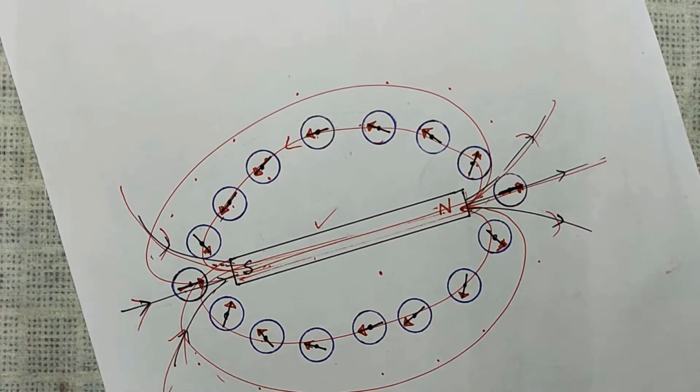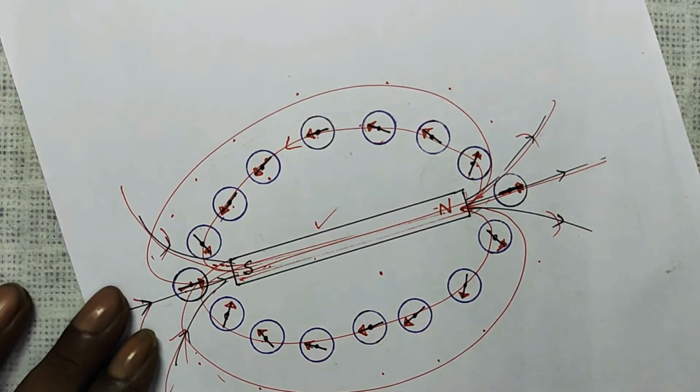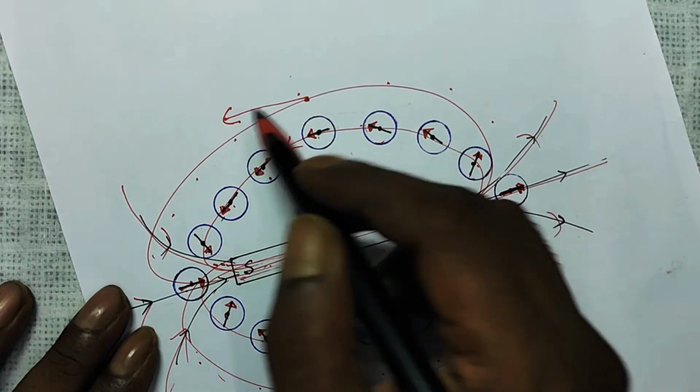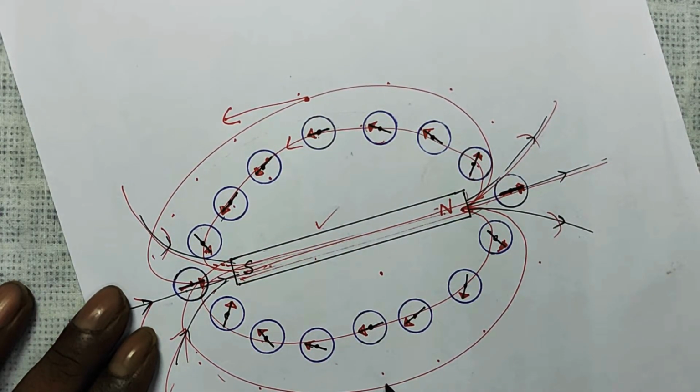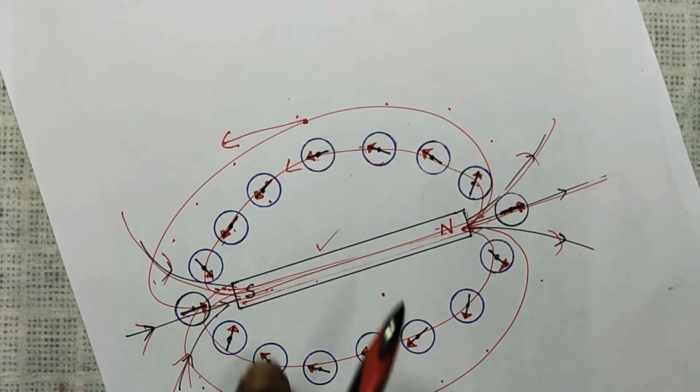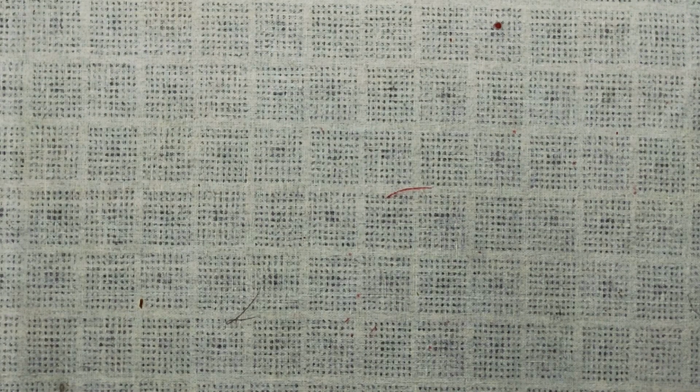Once you know how to draw magnetic lines of force, if I ask you what is the direction of the field here, draw a tangent. What is the direction of the field here? Draw a tangent, right? So that is how you draw the magnetic lines of force for a bar magnet. Now let us come to find out its properties.